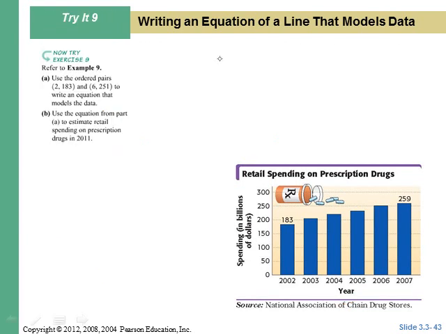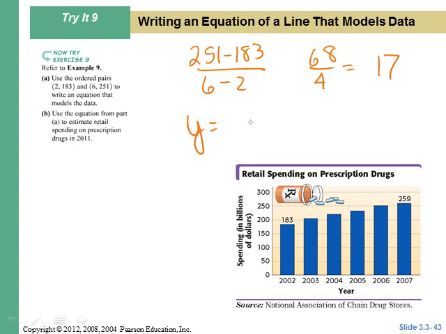Okay, so do this one. 251 minus 183 over 6 minus 2. 251 minus 183 is, let's see, 8. 468 over 4, which is 17. So y equals 17x plus b. We have to figure out what b is.